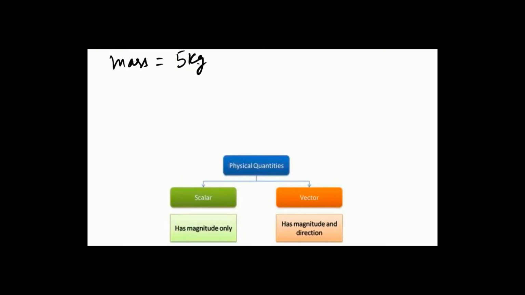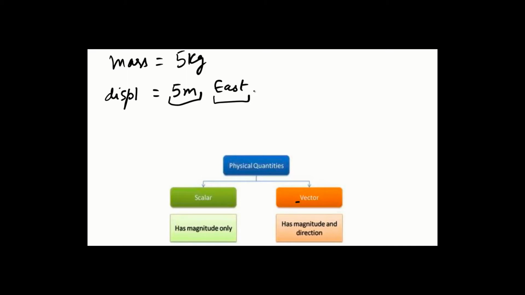Vector quantities, on the other hand, have magnitude as well as direction. Like we discussed one quantity, displacement, that was like I moved 5 meters in east direction. So it has a magnitude attached, that is how much it moved, as well as a direction attached. In which direction was it moving?